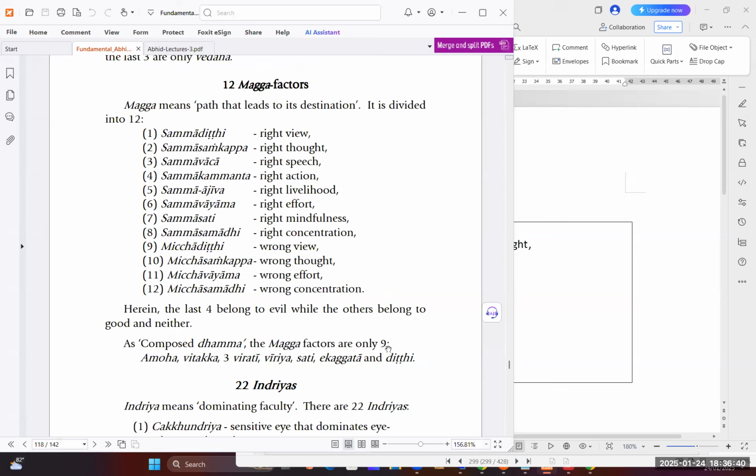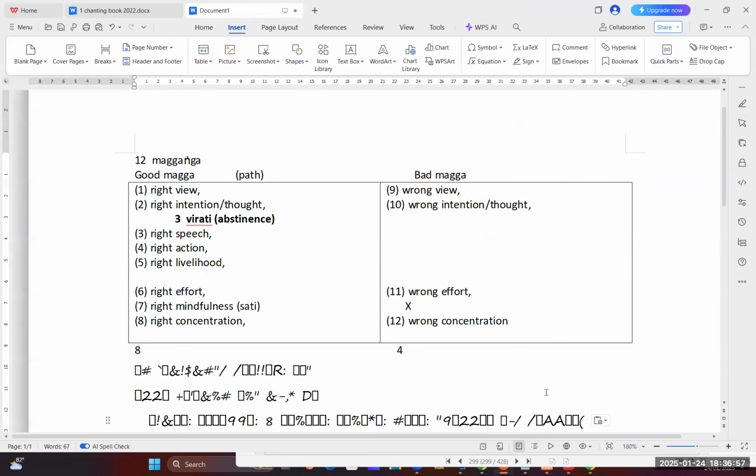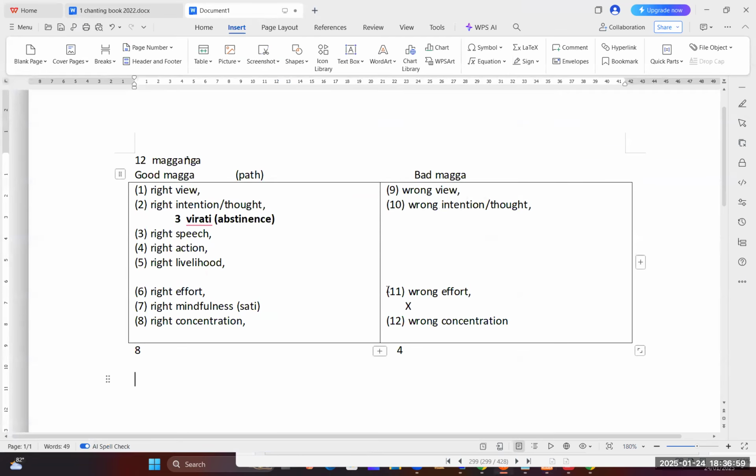Now, after that, you need to get this number. How do you get 9? As composed Dhamma, Magga factors only 9. Amoha, Vitakka, Trivirati, Viriya, Sati, Ekaggata, Ditthi. Okay, how to get this number? Can I copy this? No, it's not allowed to copy. Okay, so let us do this together.